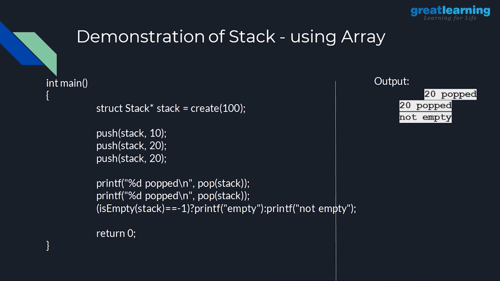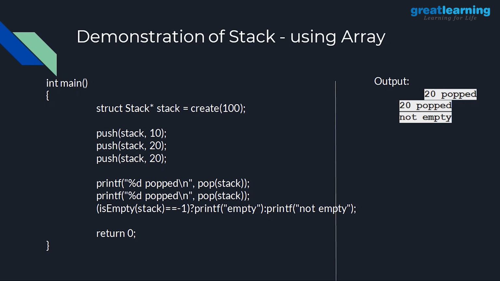That's it. Now let's talk about the main function, right? Here we have created a stack with an array of size 100. Then we push into our stack 10, 20 and 30, sorry, 10, 20 and 20, right? Then we try to pop the element. Whatever is at the last, 20, will be popped.